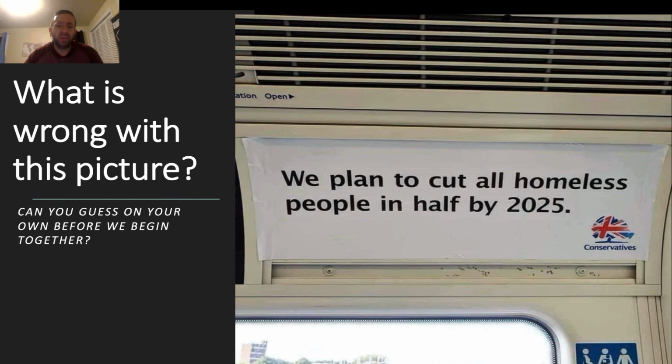And how would we rewrite this sentence? I'm going to read it. It's, we plan to cut all homeless people in half by 2025. Now, it's not grammatically incorrect, but it is confusing. What do you mean cut all homeless people in half? That doesn't sound very good, right, guys? And we want to change it.